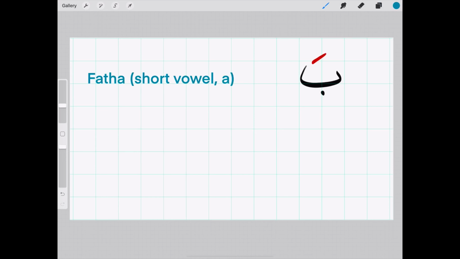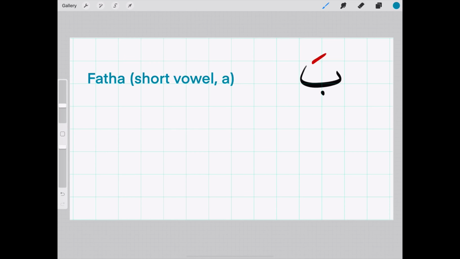In English, you have the A, the E, the I, the U. These are vowels that are written in the word. In Arabic, they are extra drawings above or below the letter. So don't worry too much about that.